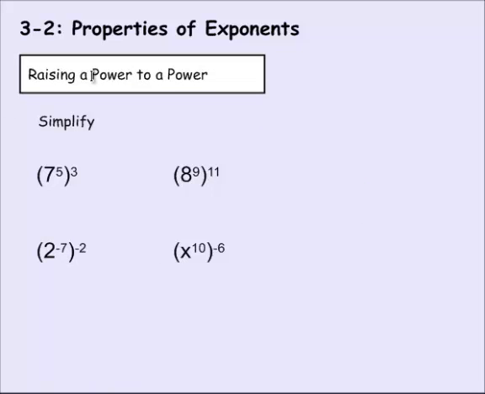Here we need to raise a power to a power. So we'd have 7 to the 5th to the 3rd power. That looks like a very complicated process, but the solution is very simple. When we have this kind of problem, all we need to do is multiply the exponents. So 7 to the 5th to the 3rd power would be 5 times 3, and that would give us 7 to the 15th power.